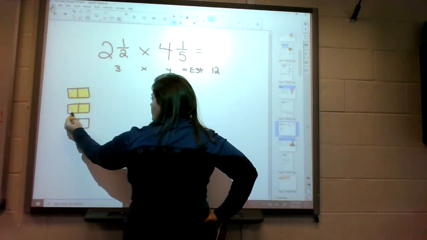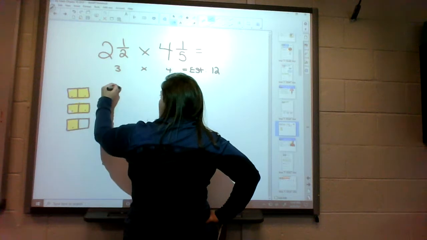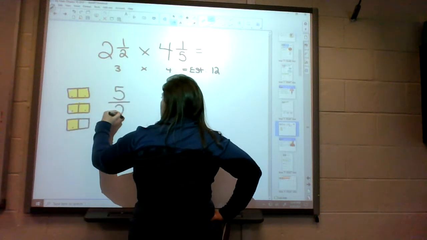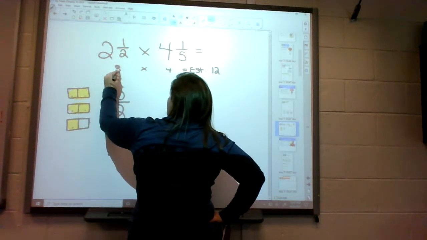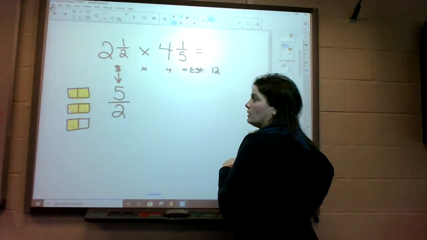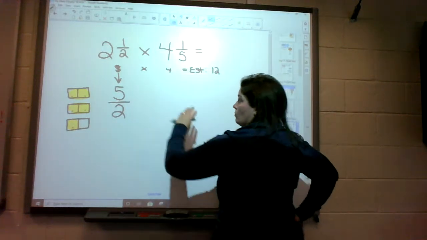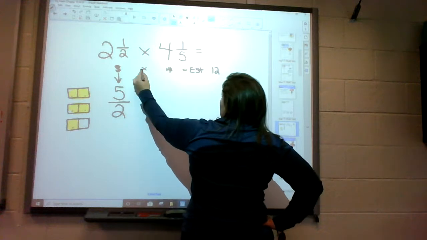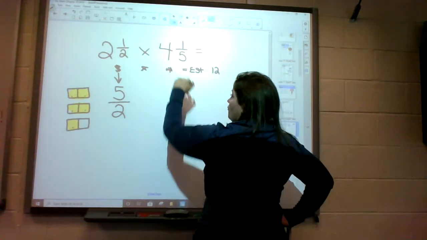1, 2, 3, 4, 5. I have 5 halves. Okay? So 2 and 1/2 is the same thing as 5 halves. I just scribbled out the 3 so you didn't get confused. Okay? All right, now let's model 4 and 1/5.